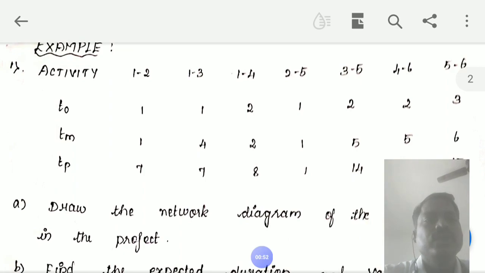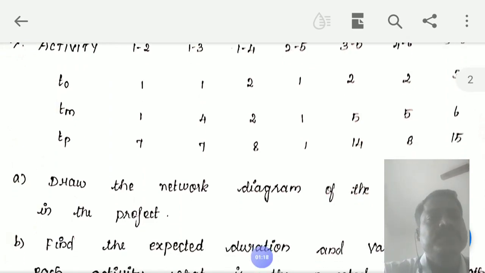pessimistic time. Now TO, the optimistic time of the activity 1 to 2 is 1, the activity 1 to 3 is 1, the activity 1 to 4 is 2 and so on. The most likely time of the activity 1 to 2 is 1, 1 to 3 is 4, 1 to 4 is 2, 2 to 5 is 1 and so on. Next, pessimistic time. The pessimistic time of activity 1 to 2 is 7, 1 to 3 is 7, and 1 to 4 is 8 and so on.